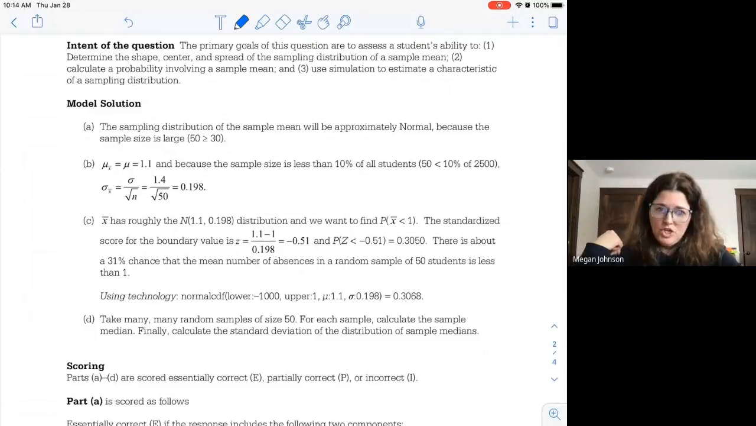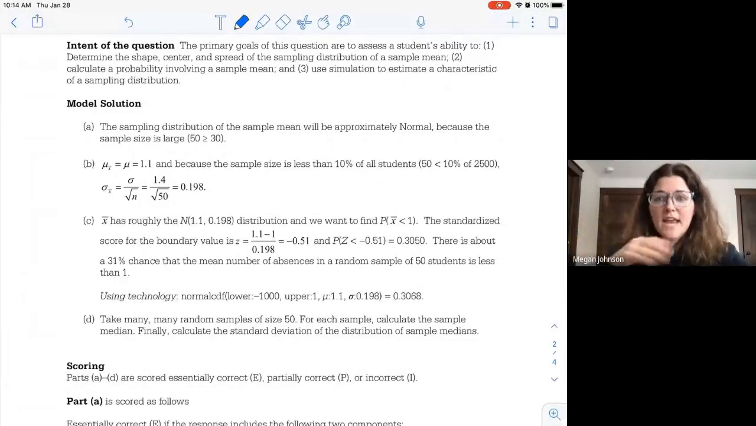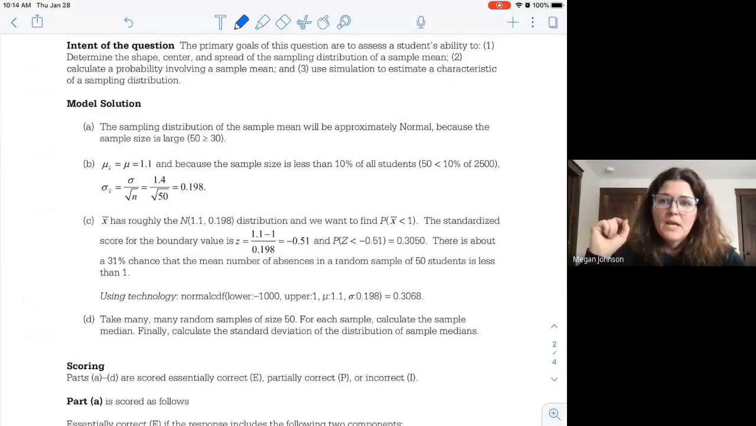In my solution, I said something along these lines: the sampling distribution of sample means will be approximately normal because the sample size is large. And then I said, according to the central limit theorem. So I named it. I think the fact that you say that the sample size is large is probably enough. I like how they put the sample size in parentheses there.